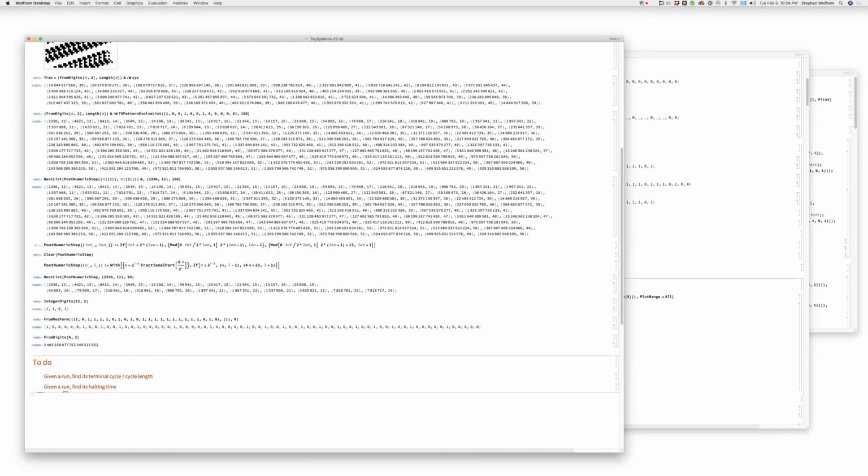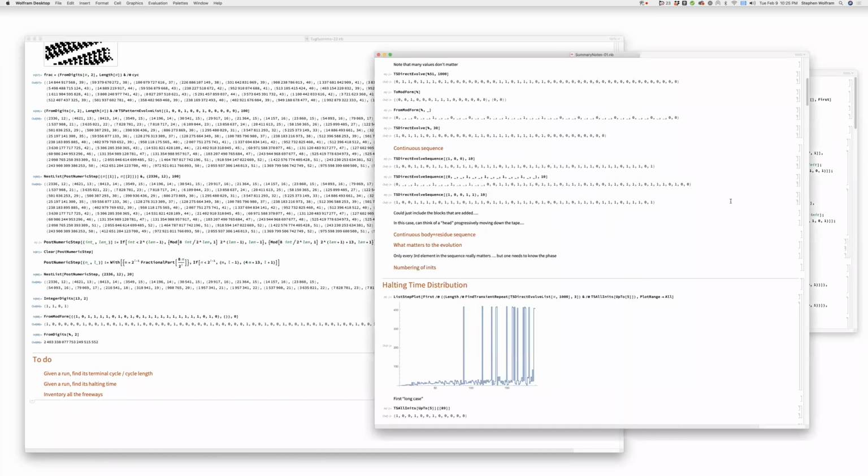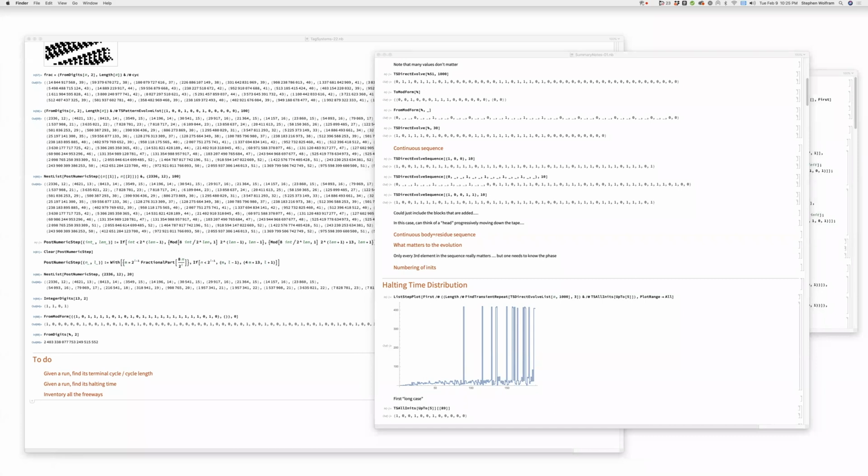And then we need to inventory all the freeways. Now let's look at the notebook from earlier. One other thing, copy the post-numeric step. Is this Collatz?